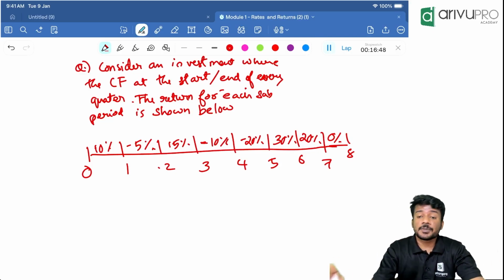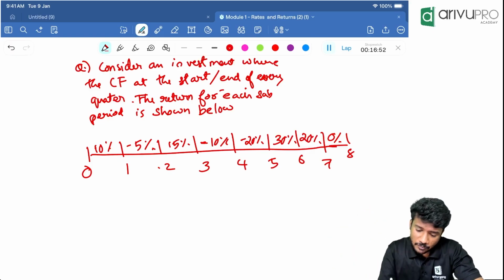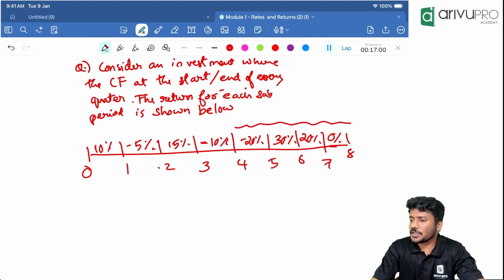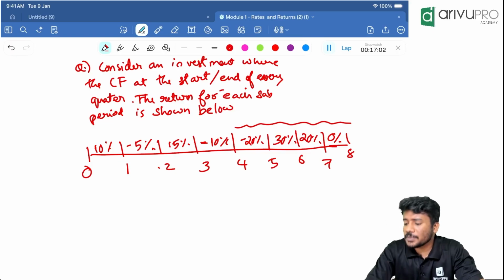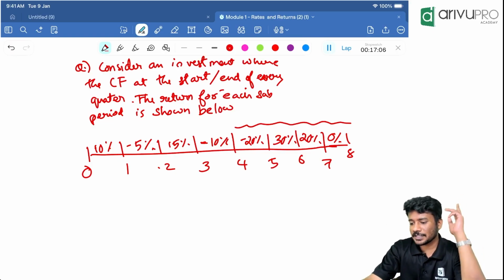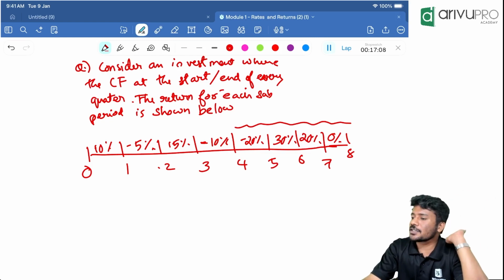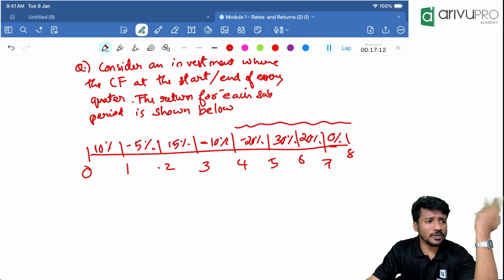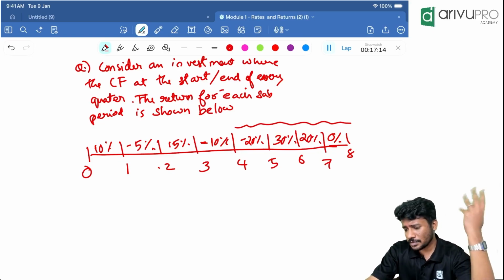Then HPR for the second year will be how much? From here you should start, the second year starts here: 1 minus 20% into 1 plus 30% into 1 plus 20% into, finally, 1 plus 0%. So you will get the second year also, so you will get the values for the first 2 years. Now we are finding the annualized return by taking the geometric mean. You can directly go ahead and get me the return.